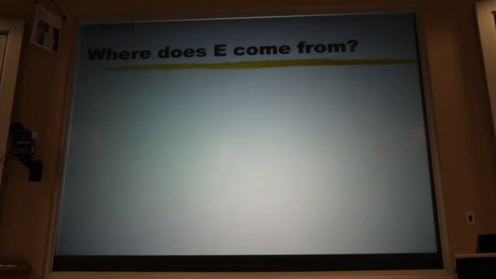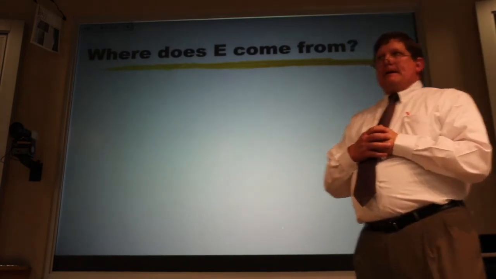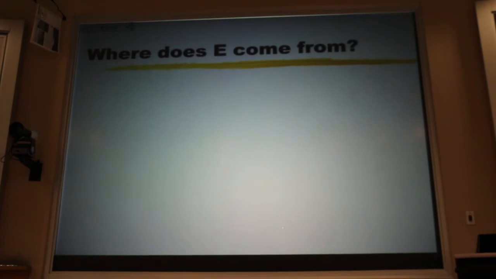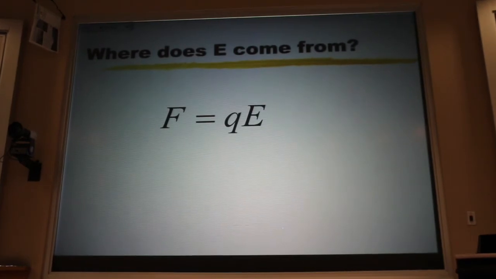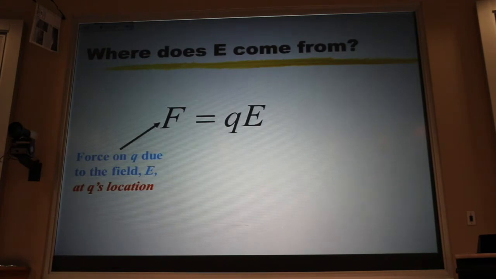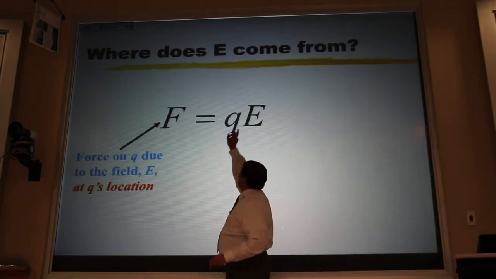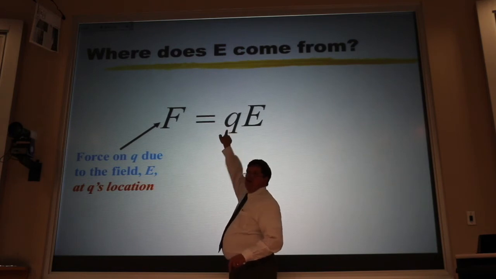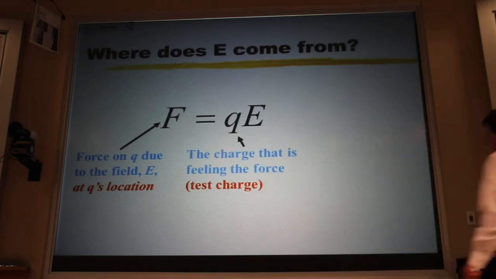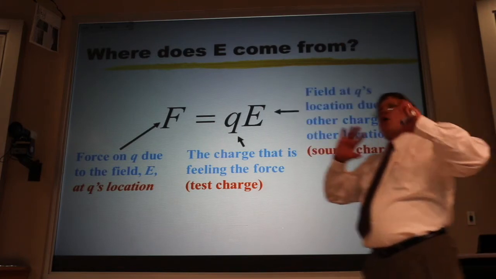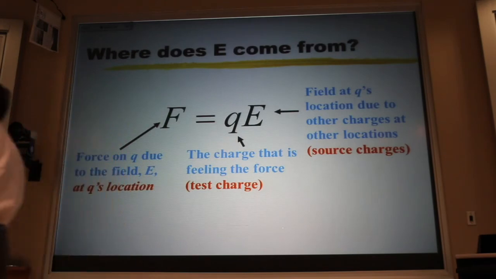Now, where does E come from? We look at this formula. The force that we're calculating is the force on this charge here, the charge that we call the test charge. Okay? The one that's actually feeling or experiencing the force. The electric field is created by all the other charges in the universe except for that one charge that we're looking at the push on.